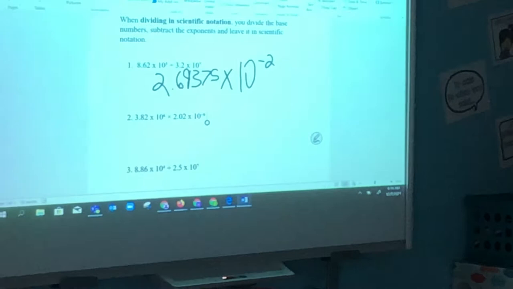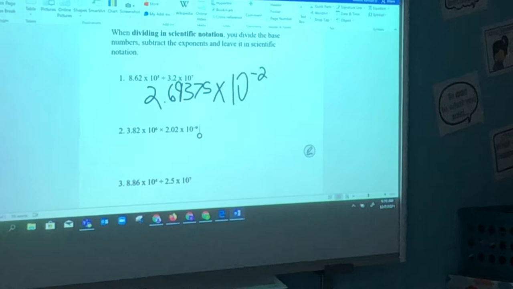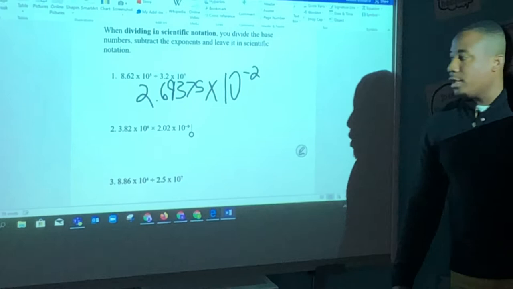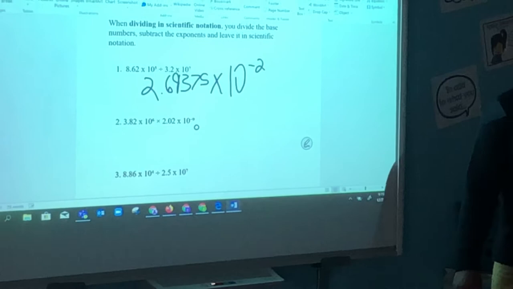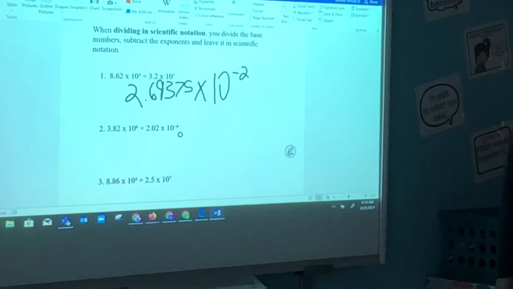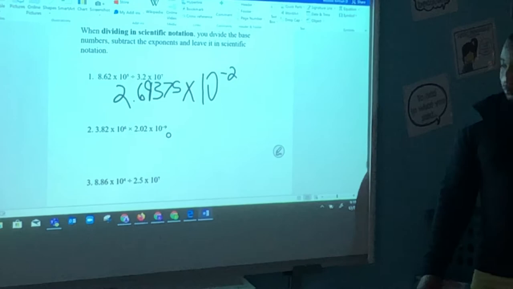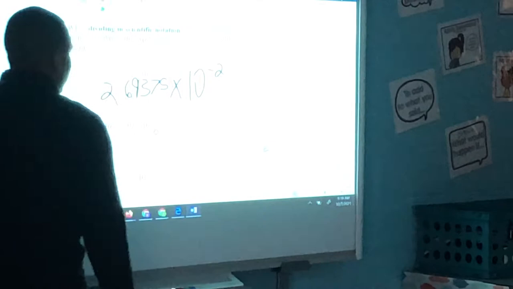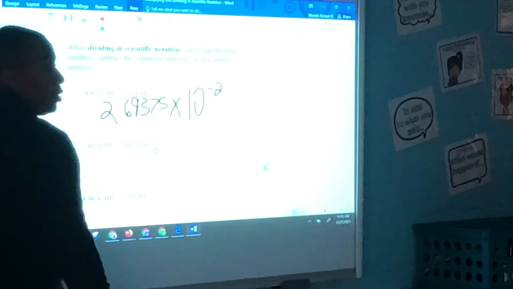Number two, what are our two base numbers for number two? Jordan, go ahead. 3.82 and 2.02. All right, so this is multiplication, so we gotta multiply the base numbers. What answer will we get, Jordan? If we multiply those two numbers, what will we get? Can anybody help Jordan out? Go ahead. Jordan, you get the next one.